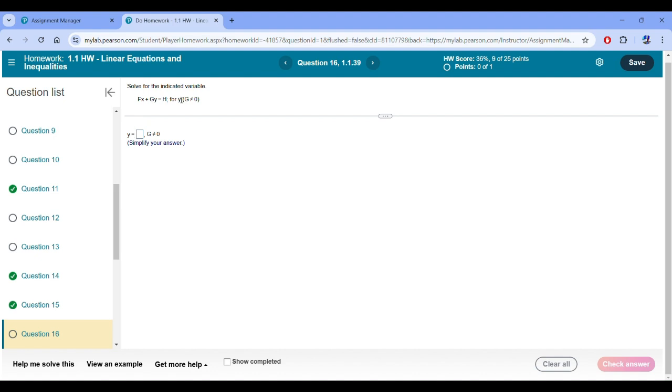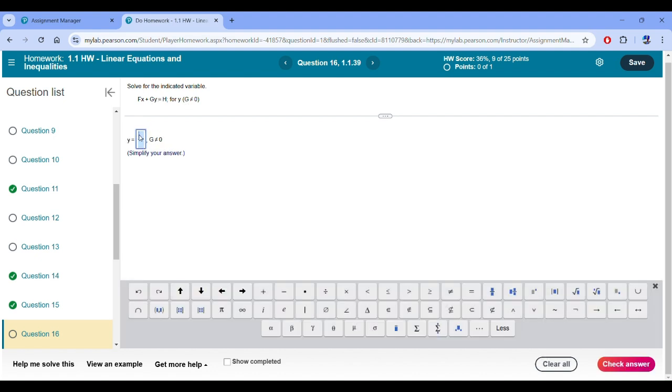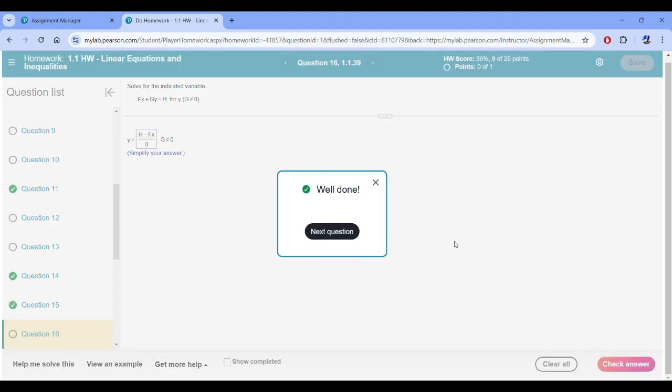Okay, so now they want me to have y by itself. So the first thing I'm going to do is create a fraction, moving fx. So it's going to be capital H minus capital F lowercase x, all divided by g. There we go.